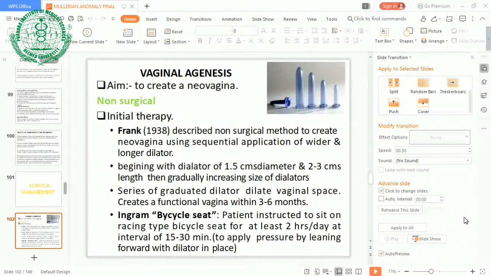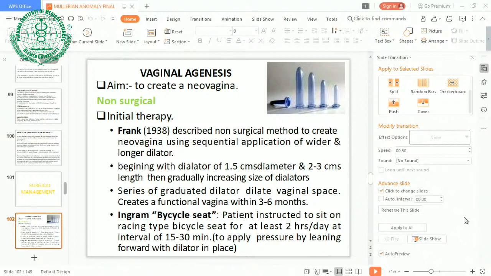Coming to surgical management, in vaginal agenesis the aim of the surgery is to create a new vagina. There can be surgical or non-surgical techniques. And when you create it surgically, it is the McIndoe operation.